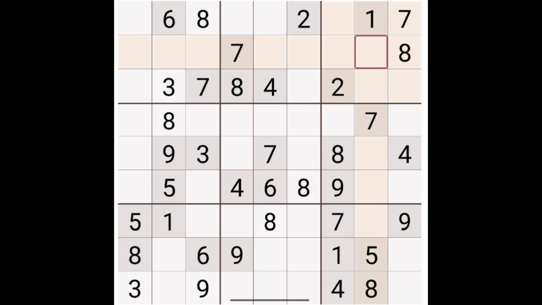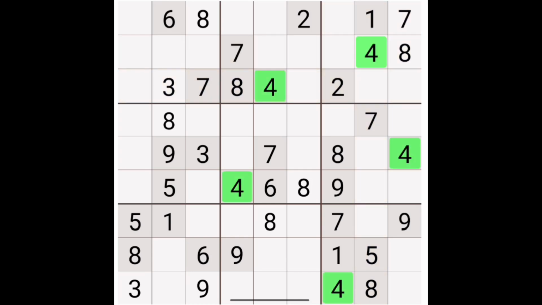Okay, let's fill 4 in the 8th column. So let's check. See, 4 cannot come in this cell as 4 is there in the same box. 4 cannot come in these two boxes as 4 is there in the same box and in the same rows as well. And 4 cannot come here because 4 is in the same row on the left hand side. So 4 will come here.